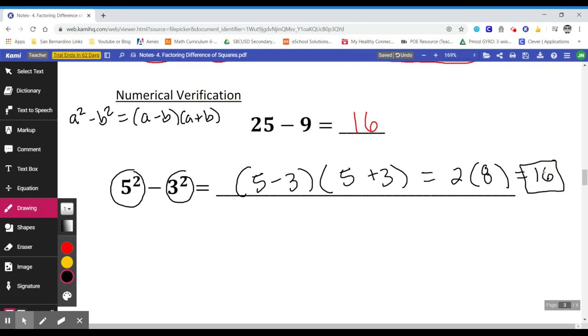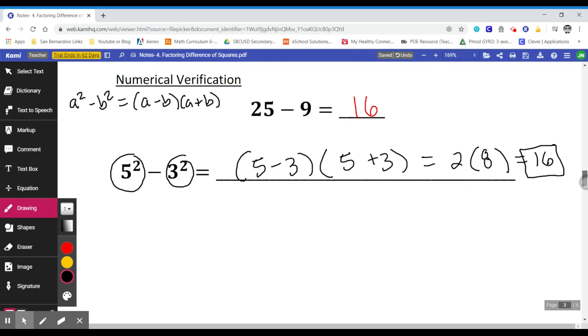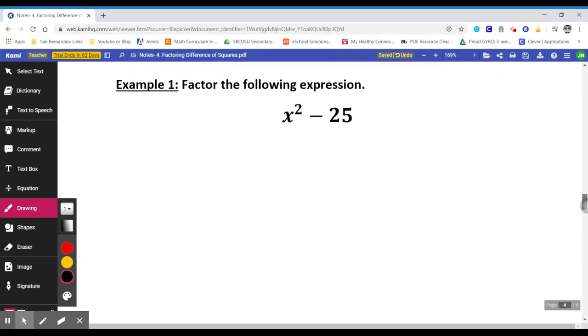Now, did I have to do this? No, not really. I'm just doing this so you guys can know where the formula comes from and that the formula actually does work. However, we can use this for polynomials, which is going to save us a lot of time and effort. So, example number 1, factor the following expression.